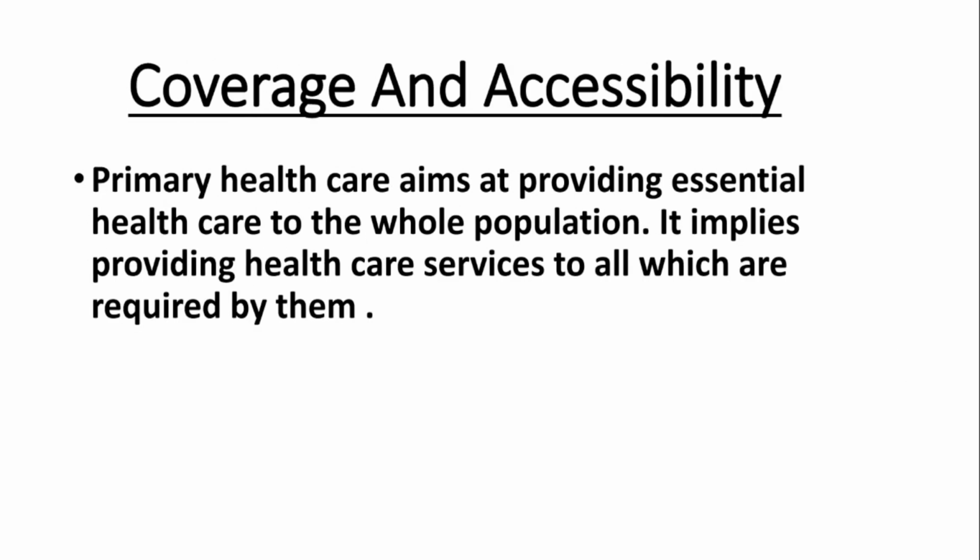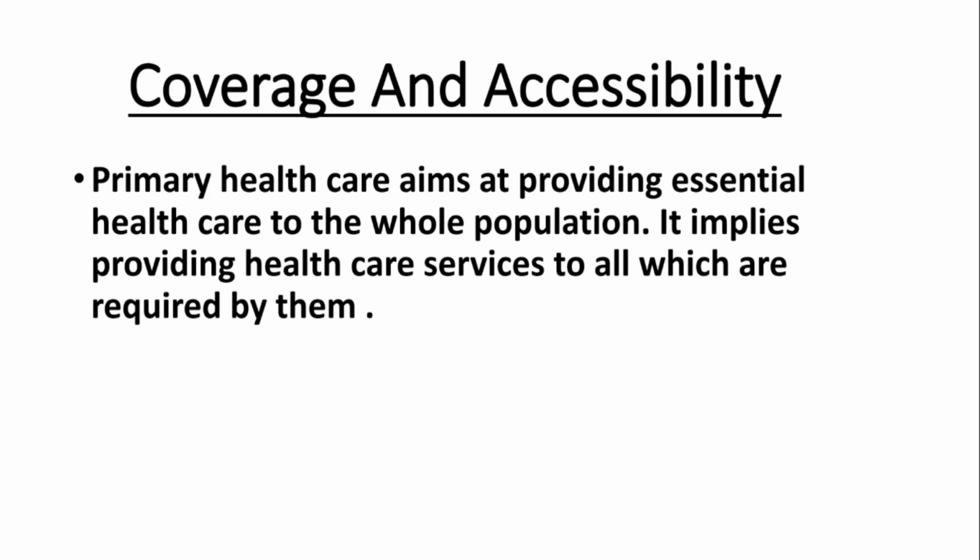Next we come to coverage and accessibility. Primary healthcare aims at providing essential healthcare to the whole population. It implies providing healthcare services to all, which are required by them. The population who need healthcare services urgently have their requirements provided by primary healthcare services. The main aim is to fulfill the health needs and requirements of the community people.